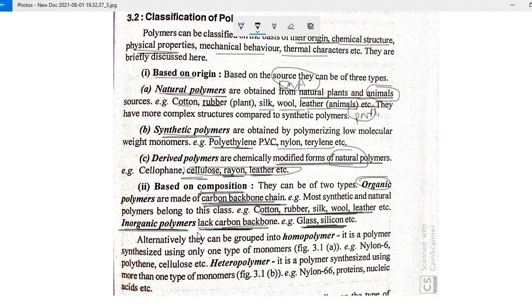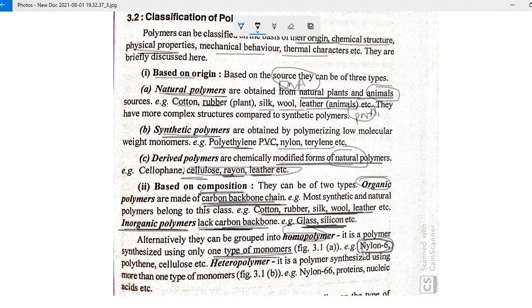Now we will discuss, that is what is homopolymer. Homopolymer means what? They contain one type of monomer. Example is nylon 6. So this is the example for homopolymer. Always remember that nylon 6 is a homopolymer. Also polyethylene, cellulose, etc. are the examples of homopolymer.